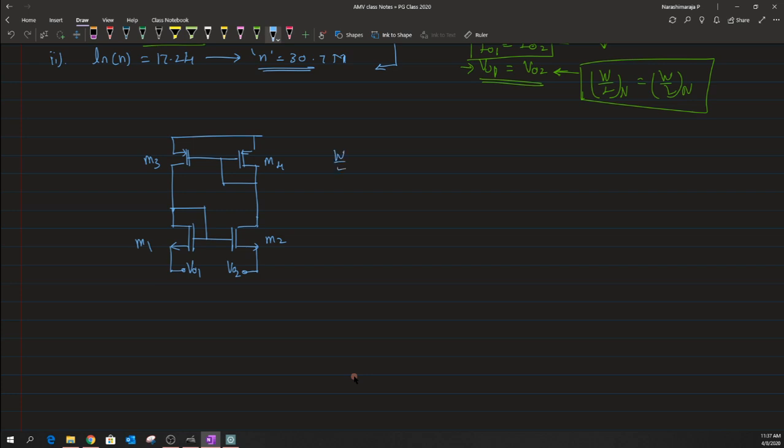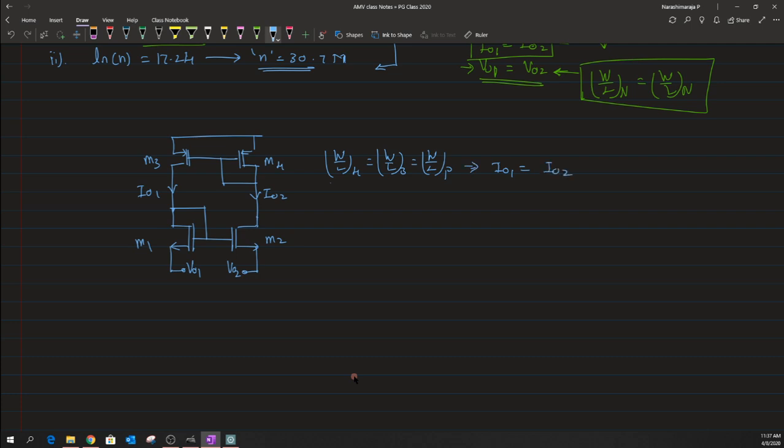the W by L factor of both the transistor 4 and transistor 3, we made them to be equal. So this equality was meant to ensure that the current flow through both these branches, let me write it as IO1 and IO2, so we want both these currents to be equal. The combination of M3 and M4 current mirror having the same aspect ratio ensures that both the branch currents are equal to each other.